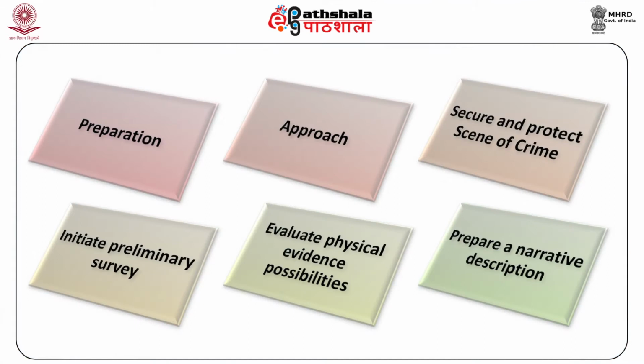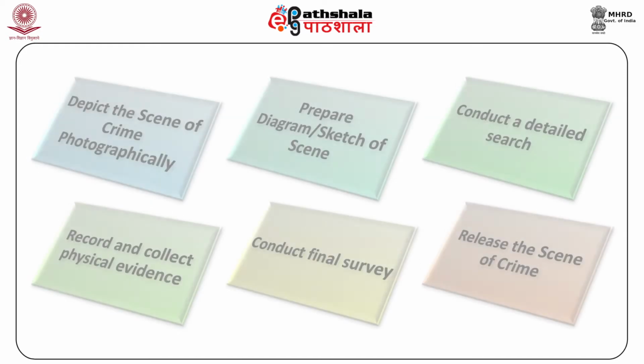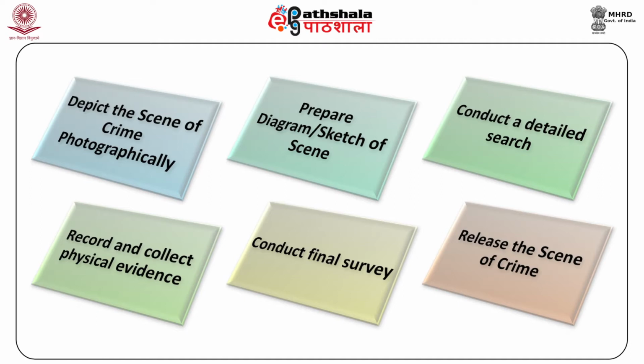The first is the preparation, second is the approach, third is to secure and protect the crime scene, fourth, initiate preliminary survey, fifth is to evaluate physical evidence possibilities, sixth is to prepare a narrative description, seventh is to depict the scene of crime photographically, eighth to prepare diagram or sketch of the scene, ninth conduct a detailed search, tenth record and collect physical evidence, 11th is to conduct final survey, 12th release the scene of crime.